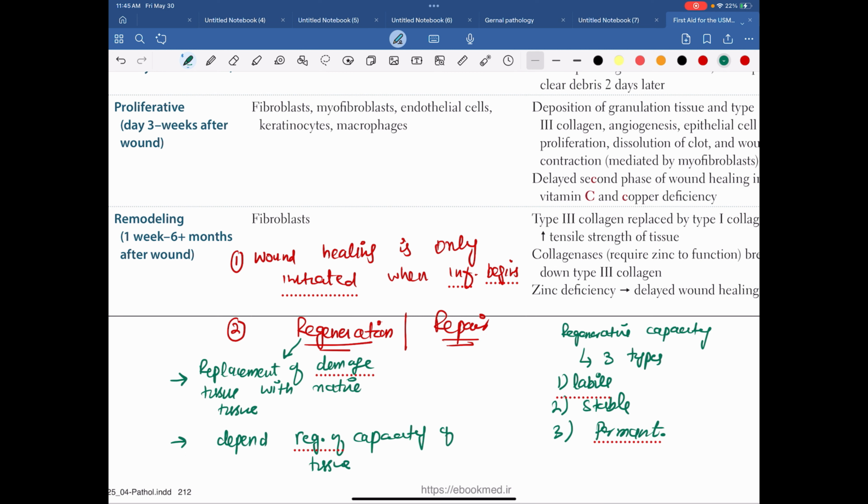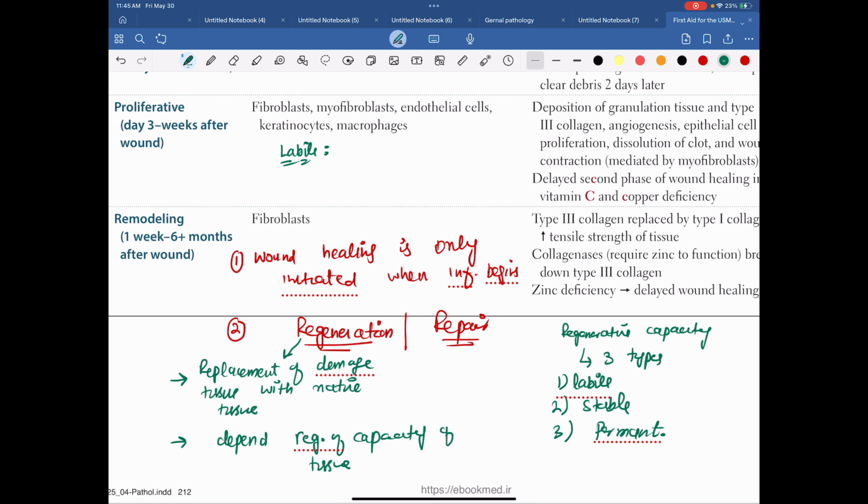So first of all, let's discuss the labile tissue. What are labile tissues? What is our definition? First of all, labile tissues possess stem cells that continuously cycle to regenerate the tissue. So this is a very important point you guys have to remember. Labile tissues possess stem cells that continuously cycle to regenerate the tissue.